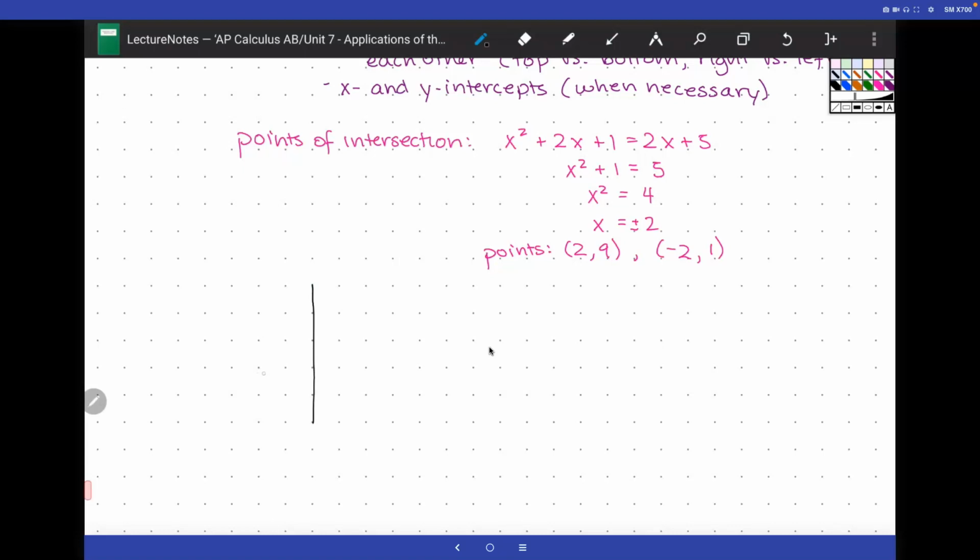I'm going to put those 2 points, not super precisely. I'm just going to eyeball the relationship between those 2 points. Like 2, 9 would be somewhere up here. Negative 2, 1 would be somewhere down here. It should be below the 2, 9.